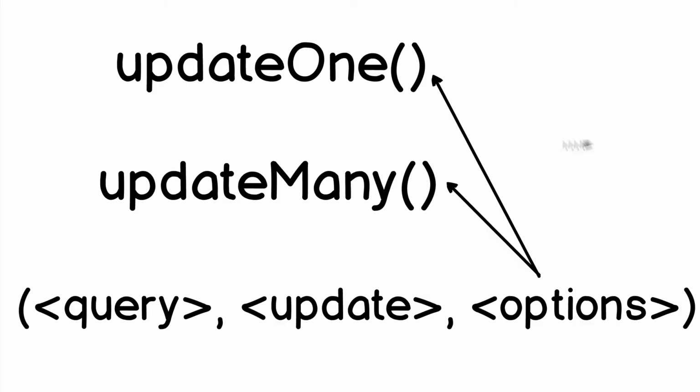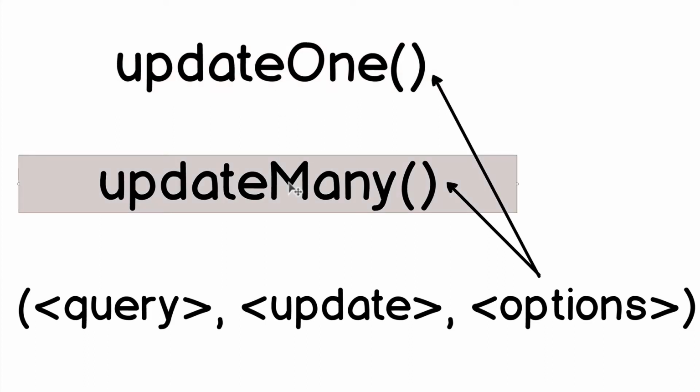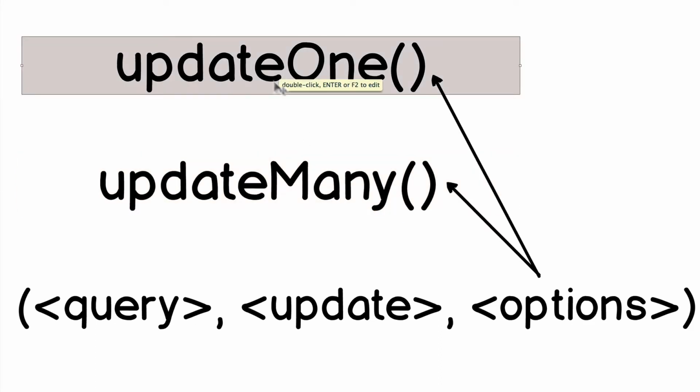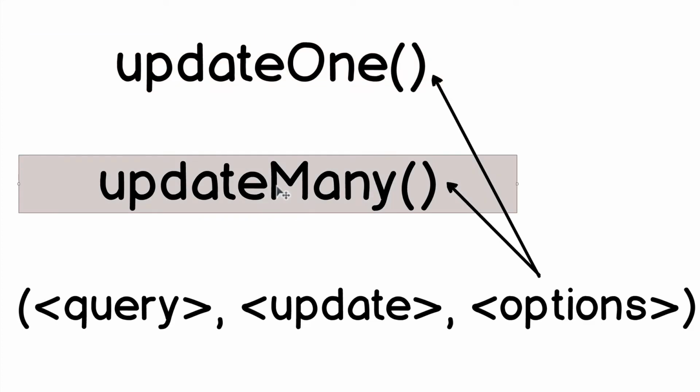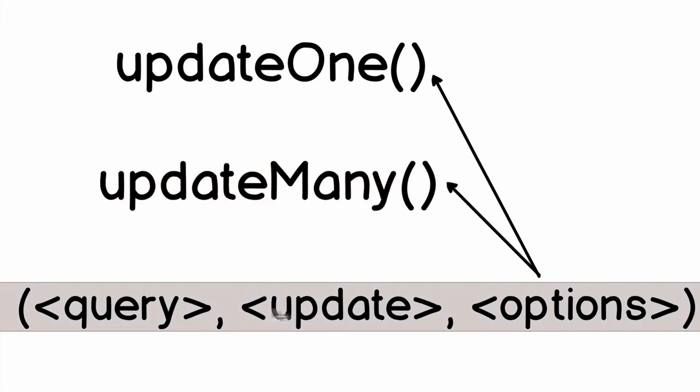There are 2 methods, updateOne and updateMany, that can be used for document updates. And of course, from the title, you can understand that updateOne updates just 1 document, and updateMany can update several documents simultaneously. In the parentheses, you can pass several arguments to each of those methods. They are query, update, and options. Each of those arguments is an object.